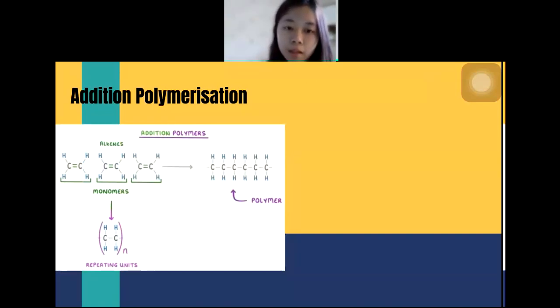So in addition polymerization, the monomers will break their double bonds and then they can spread open and then they line up side to side, forming a long chain. This type of reaction is usually done only for double or triple bonds, so basically unsaturated hydrocarbons. And then to name the polymer, you can add poly to the monomer's name, and then you add brackets to the monomer's name itself. So for example, the polymer of ethene would be poly, bracket open, ethene, bracket close.